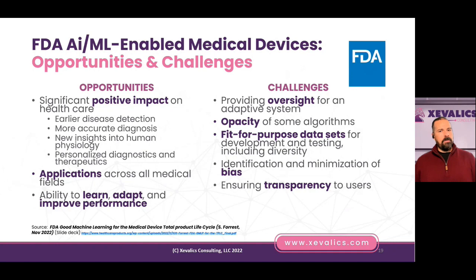But at the same time, we have some challenges. The first one is providing oversight for an adaptive system, opacity of some algorithms, fit-for-purpose data sets for development and testing, including diversity, identification and minimization of biases in data, and ensuring transparency to users. For the rest of this presentation, we are going to focus on discussing each of the challenges that the FDA is presenting.